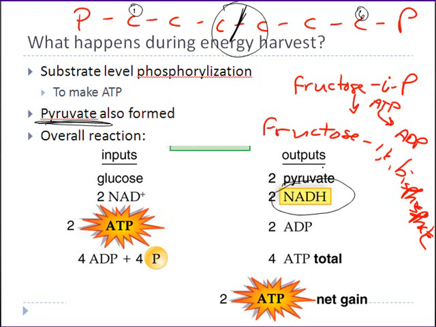So if we look at this overall reaction of glycolysis, we had to invest some energy first, and then we got to harvest some energy.